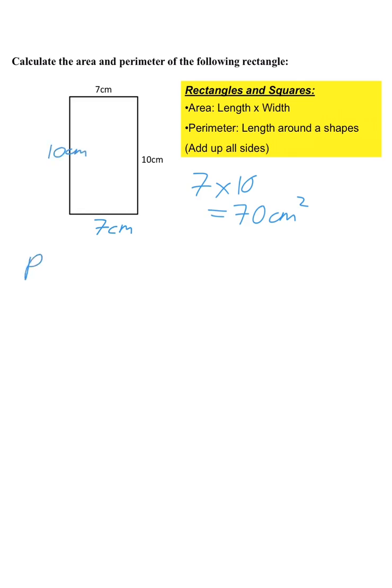So for the perimeter, I'm going to write it as P. That's equal to 10 plus 10 plus 7 plus 7, and that then will be equal to 34 centimeters. No squared for perimeter because it's just the length you're finding, so just write it with your unit.